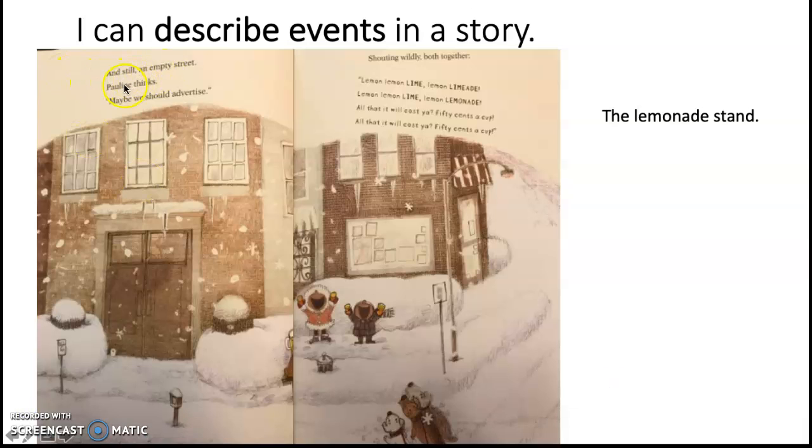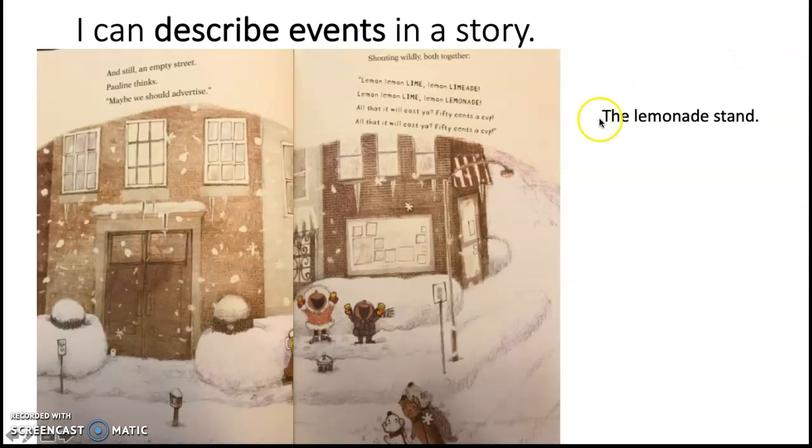An empty street, Pauline thinks. Maybe we should advertise. So shouting wildly both together, lemon, lemon, lime, lemon, limeade. All that it will cost you, 50 cents a cup.